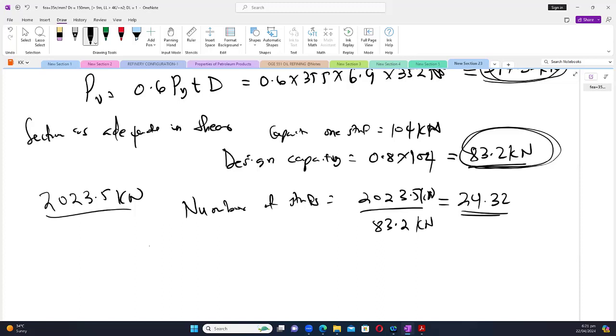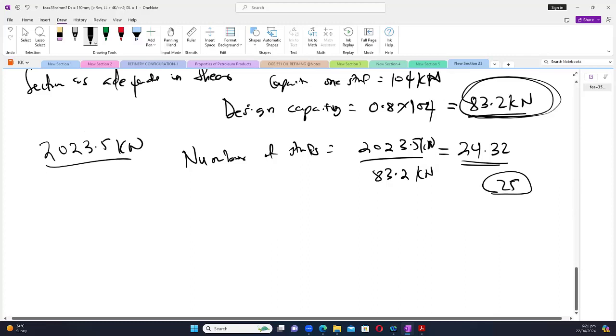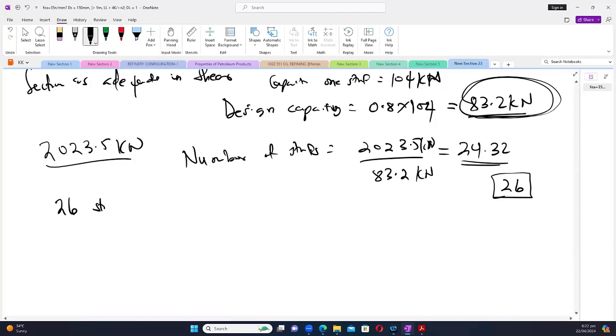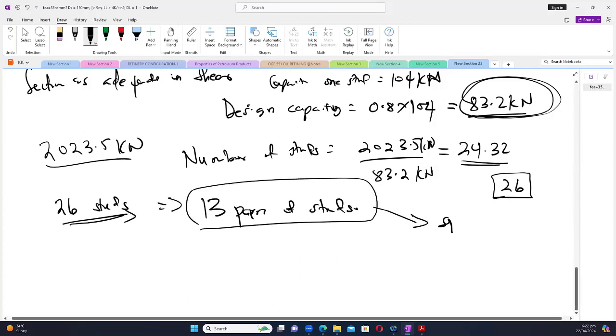So with this, I'm going to assume that these stirrups will be arranged in pairs. So if it's pairs, then I cannot round this to 25, because if I round it to 25, I will not have a complete pair. But I'll intentionally round it up to 26. So I'll say that I need 26 stirrups. And because they will be in pairs, I'll need 13 pairs of stirrups. Okay, so 13. And these 13 pairs will span 1/2 of the beam.